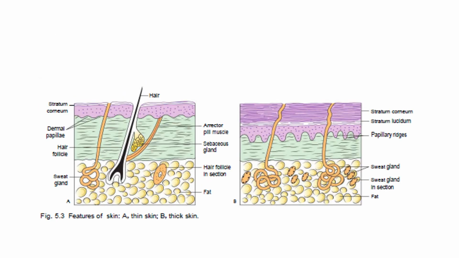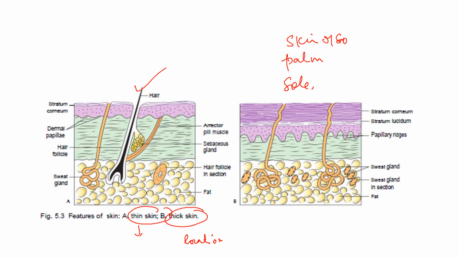In this image, you can see the skin is basically of 2 types: thin skin and thick skin. What is the difference between the thin skin and the thick skin? First of all, the location. Most parts of the body are covered by thin skin, where you can see the hair follicle. But there are a few areas in the body that are covered by thick skin, like the sole and the palm.